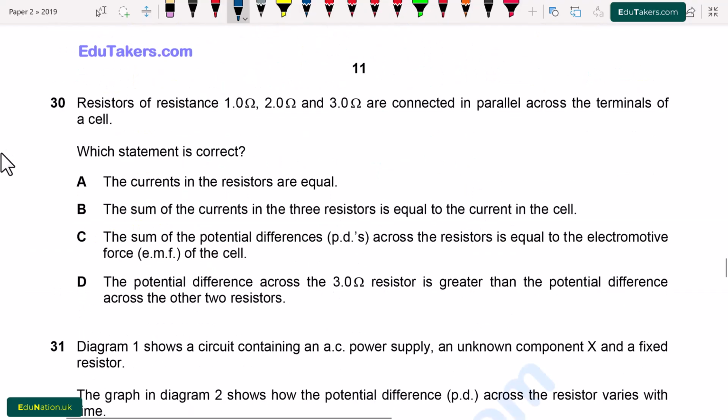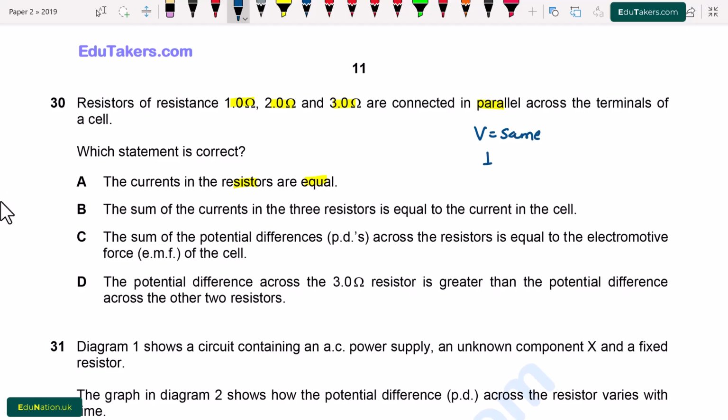Question number 30. Resistors of resistance 1.0 ohm, 2.0 ohm and 3.0 ohms are connected in parallel across the terminals of a cell. Which statement is correct? Option A. The currents in the resistors are equal as all of these are connected in parallel, and in the parallel combination the potential difference remains the same. But the value of current changes.